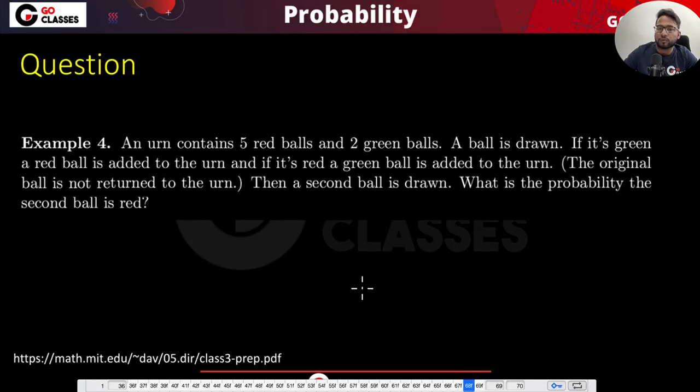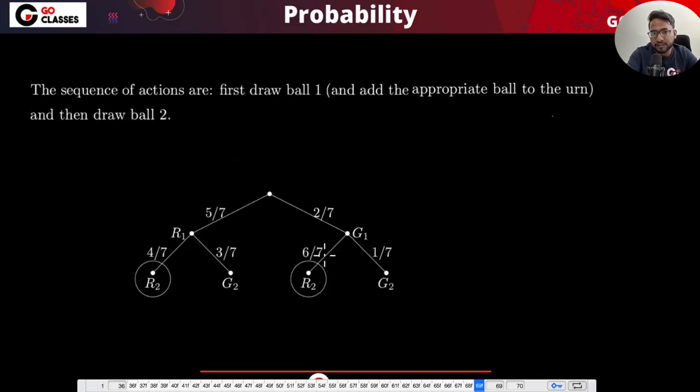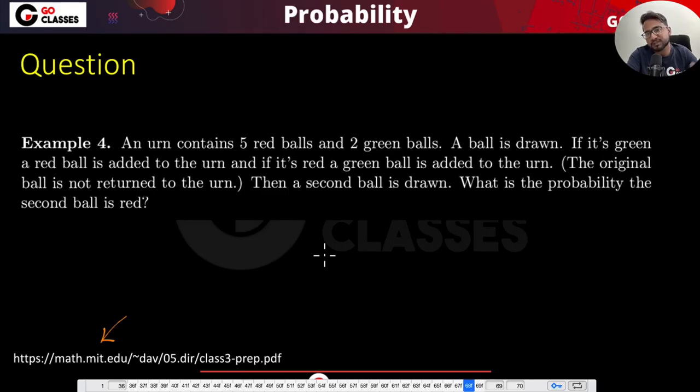Now let's do one question which I have taken from MIT, and let's try solving it using the tree diagram. The answer is on the next page, but I want you to solve this question. Just get the answer. If there is any problem, just comment it out and we will answer it. Or maybe the answer is on the next page, and you can take the hint from it.